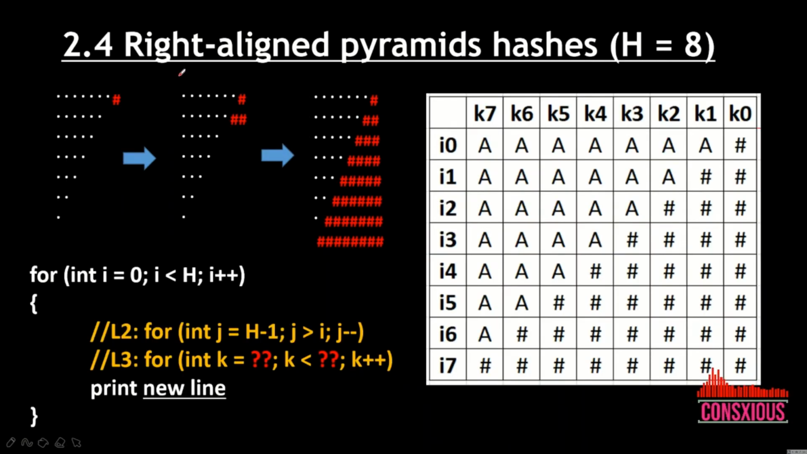So next we go to the right align pyramid hashes. We already put it, we change the k and i here. i will be the parents. So this parent is the same as the previous slide.